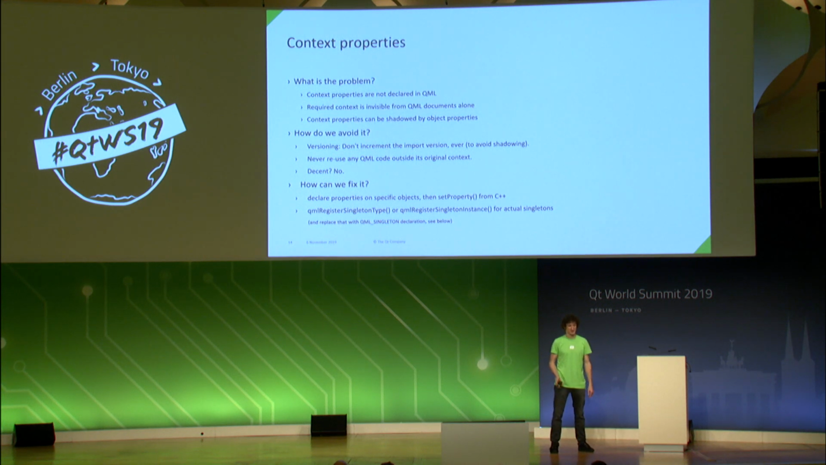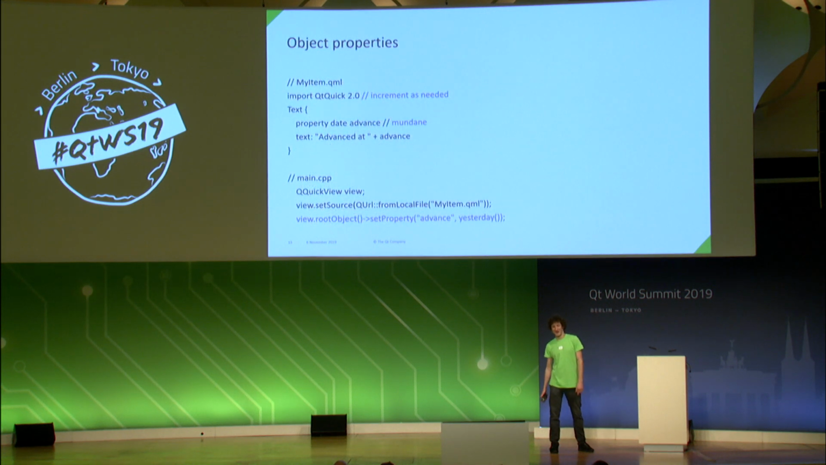However, you shouldn't do that, but we'll talk about that in some slides further down. So if you want to use object properties to replace your context properties, it's fairly straightforward. You just pick out the root object, set a property on that. Fine. Now you can increment your Qt version and you don't have to dread any instantiation of that thing in a different context anymore.